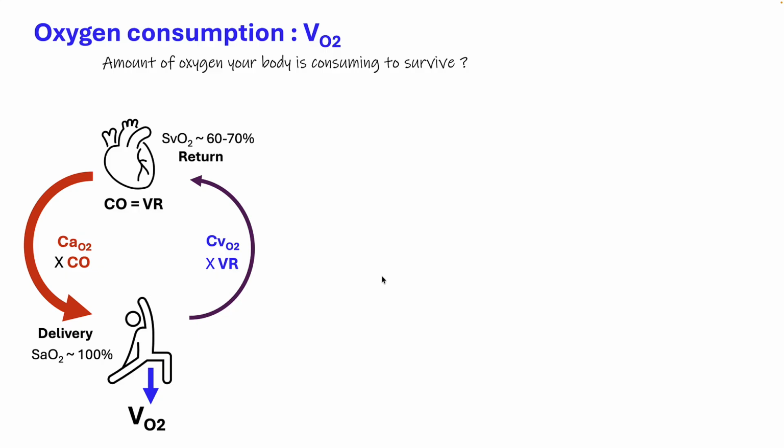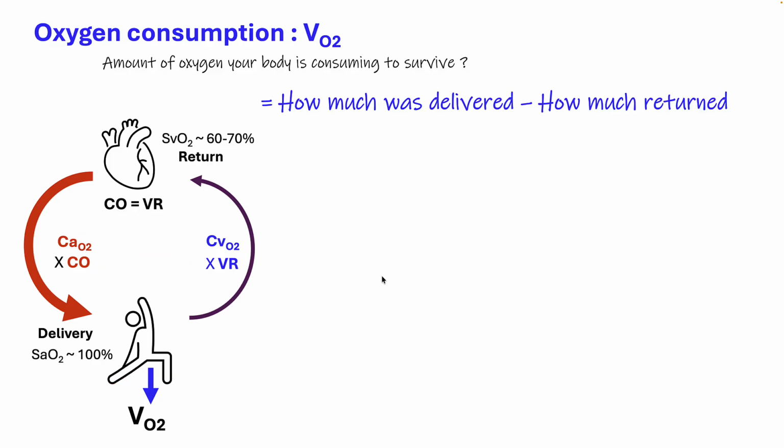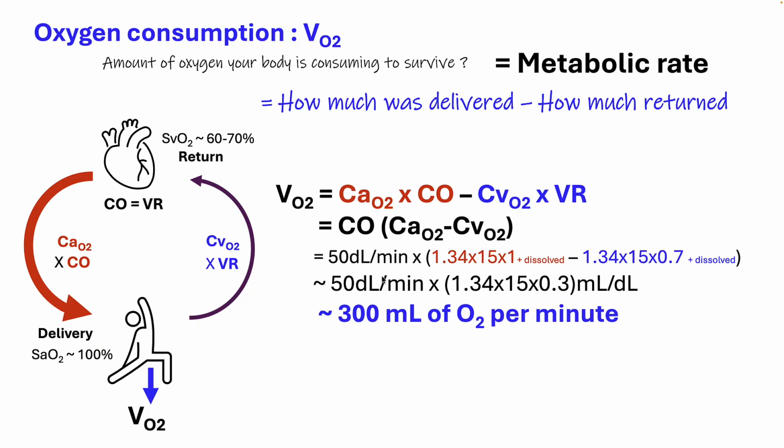Let's understand what oxygen consumption is. This is the amount of oxygen that your body is consuming every minute to survive. To figure it out can be a little tricky, but the way we calculate it is by Fick's principle. So what we do is we calculate the amount of oxygen being delivered to the tissues and measure how much is coming back. And if you subtract your return from the delivery, you should be getting the amount that is consumed in the tissues. So VO2 is equal to how much was delivered minus how much was returned.